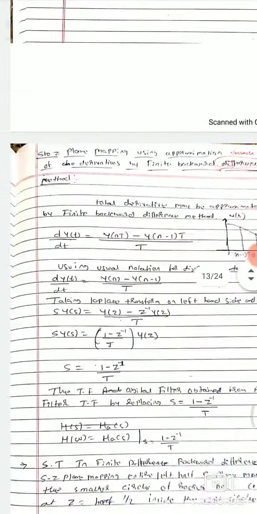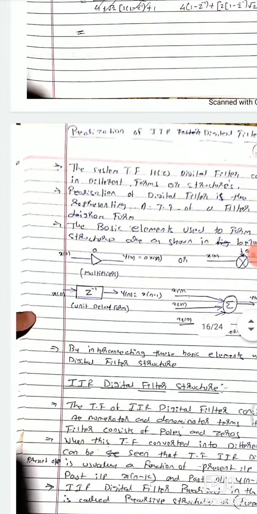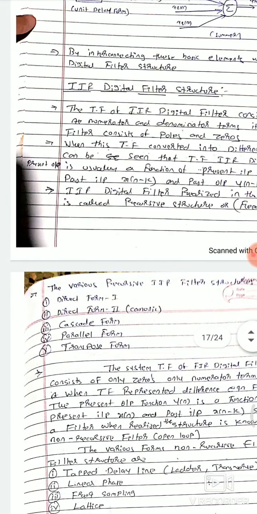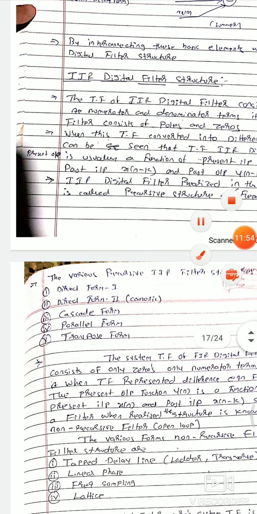Okay, so this is how we can go ahead. The same holds for the finite difference method also. If you are asked to design the digital filter using the finite backward difference method, you need not do warping and pre-warping. You can directly start the design.